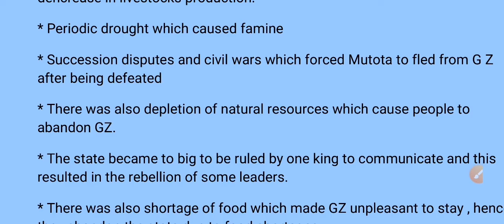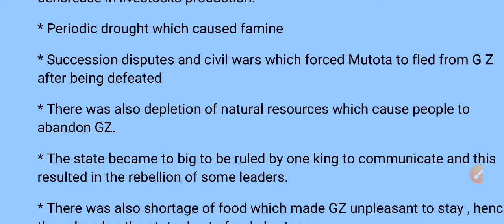The importance of cattle: number 1, for trade, payment of lobola, payment of fines, then also to slaughter during religious ceremonies, and also to obtain animal skins, for milk, for meat, and for manure. Those are the uses of cattle.